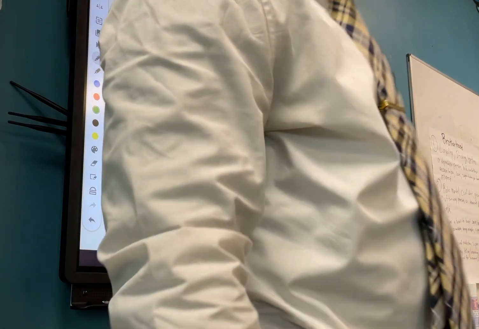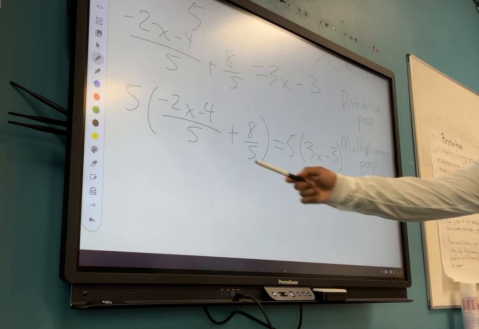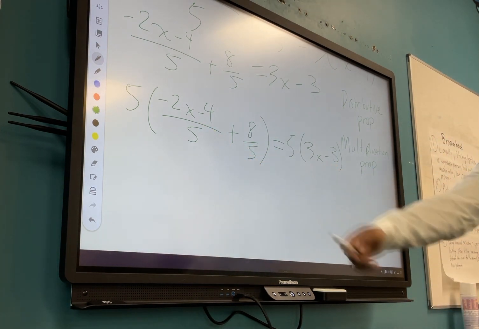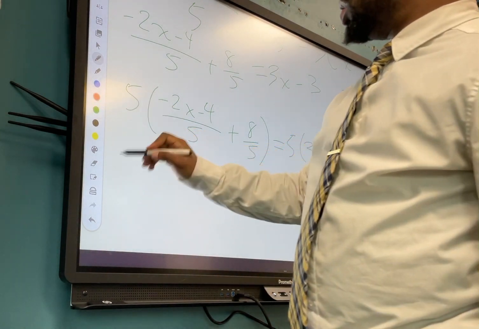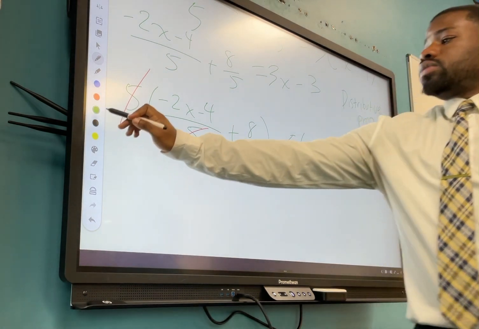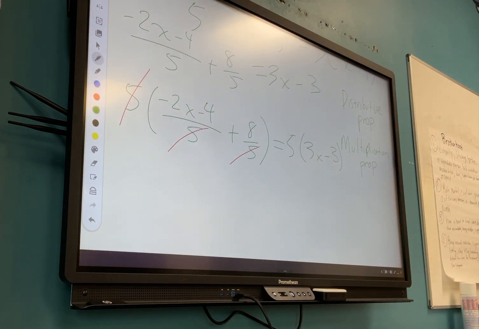Does that make sense? All right, so now that you multiply 5 on this side of the equation, what's gonna happen to the denominators? They're going to disappear. They're gonna cancel out. All right, this cancels out. Now we apply 5 on this side. What happens to the 5?